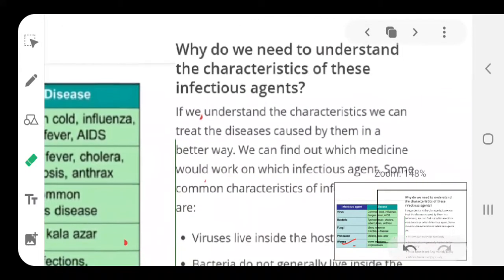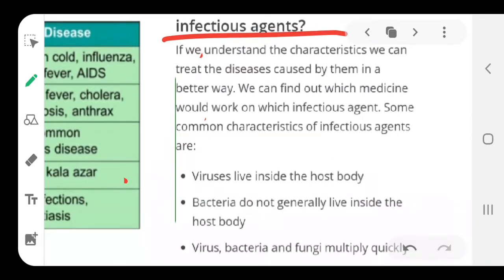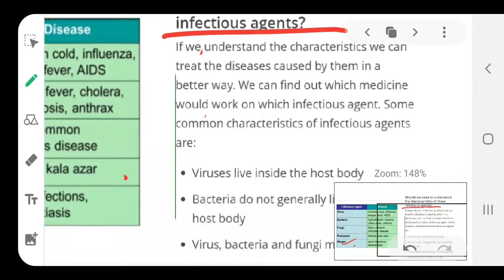Then the question is, why do we need to understand the features of these agents? We know that they cause disease. And the question is, why should we know about them? Because if you know about them, only then will we know what the treatment could be and how we can get rid of them. So, underline some features here.